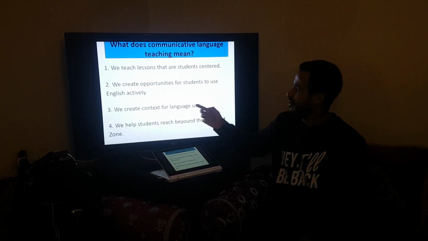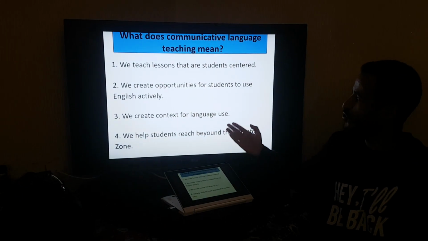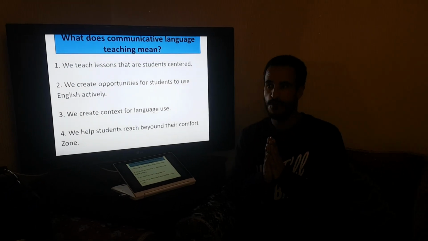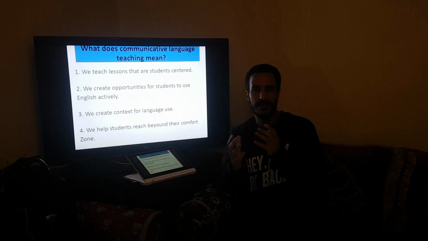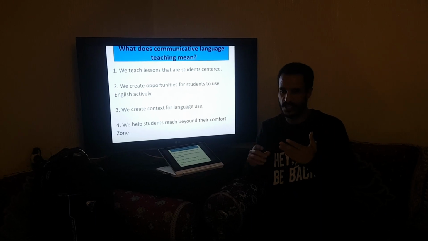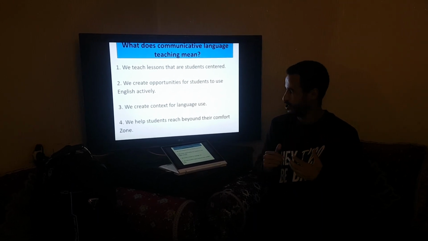Number two, we create opportunities for students to use English actively because language is a means of communication. So we have to design activities based on interaction, like role play, discussions, conversations, ask and answer, etc.